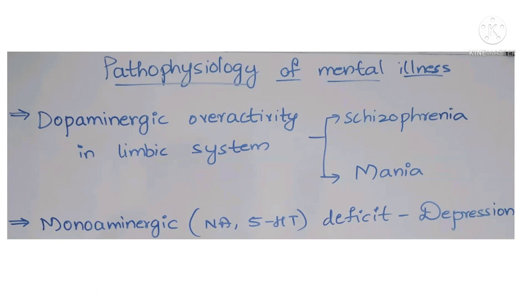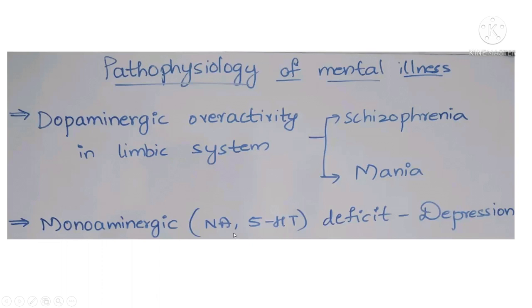Serotonin is responsible for mood stabilizing and happiness, whereas oxytocin is for bonding, love, and trust. Dopamine is responsible for motivation and the feeling of pleasure, and endorphins are responsible for pain relief and a relaxation feeling. Norepinephrine is responsible for the ability to concentrate and regulation of emotions. So these are the various neurotransmitters and their functions. That's why dopaminergic overactivity in the limbic system leads to schizophrenia and mania.